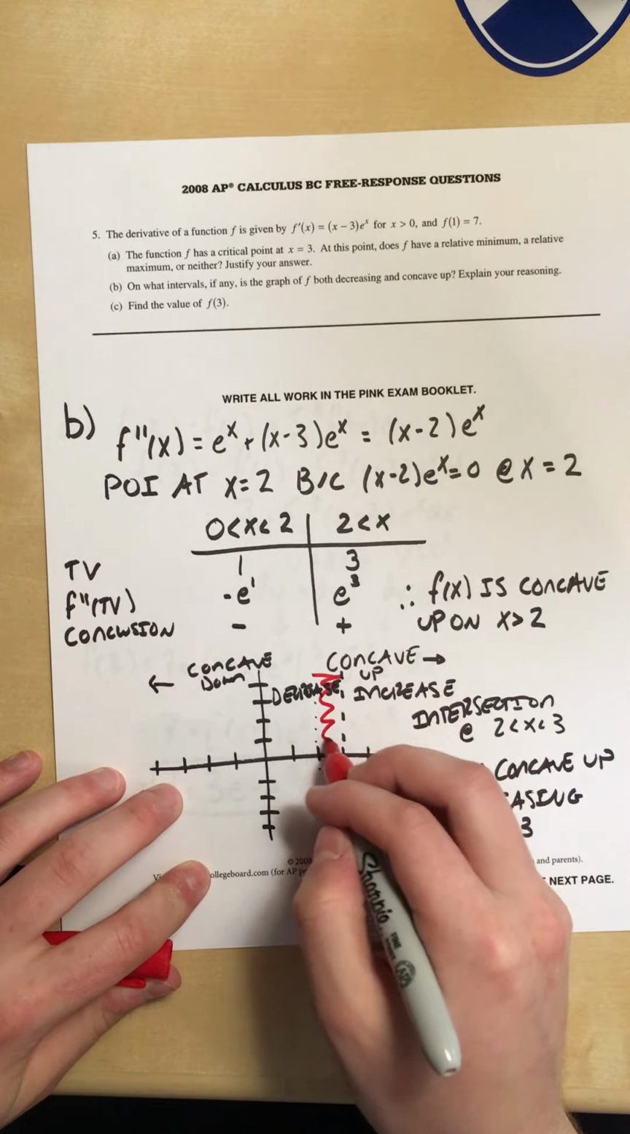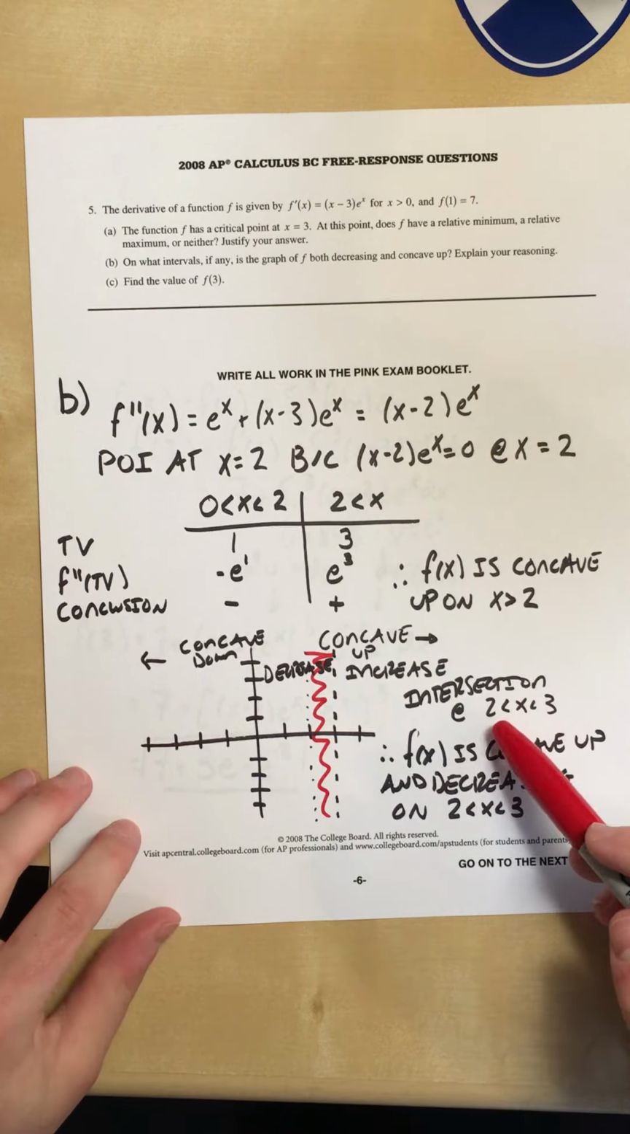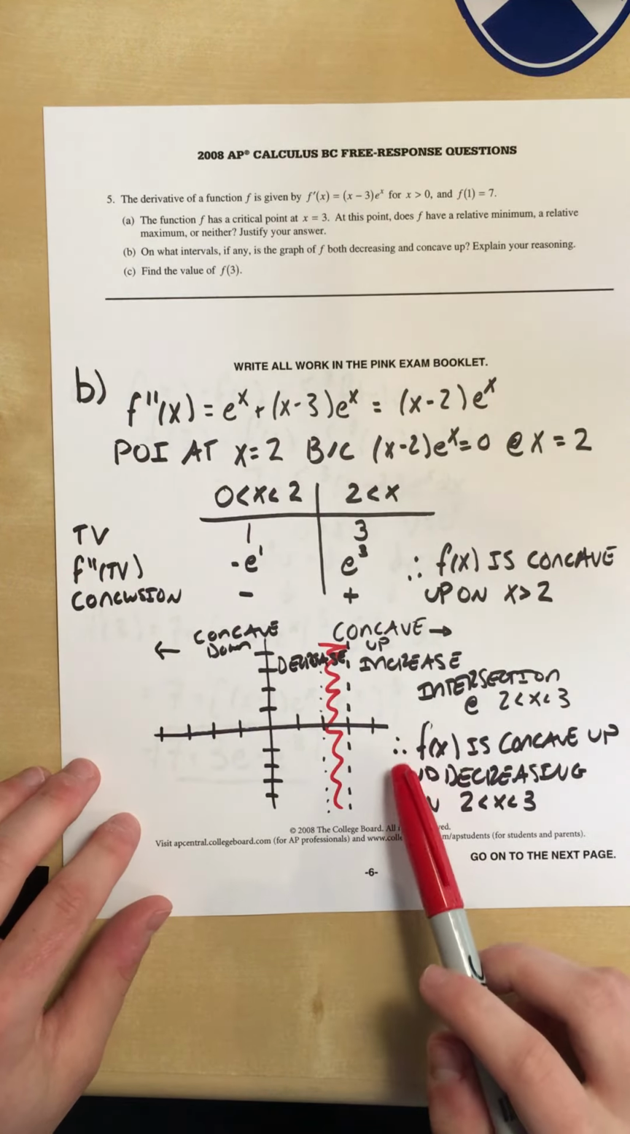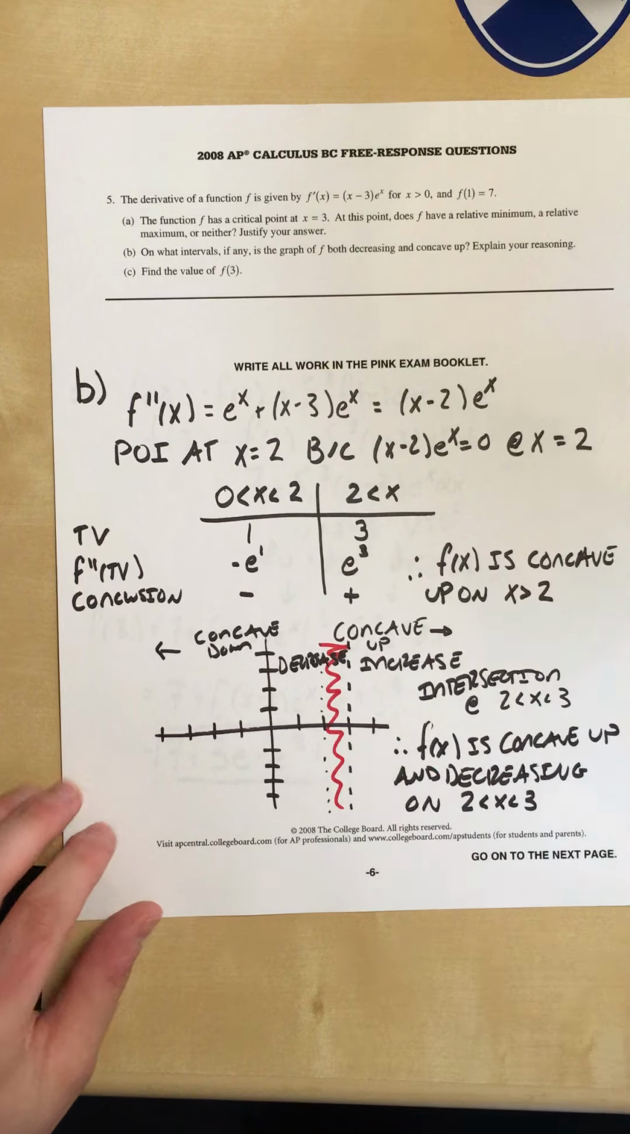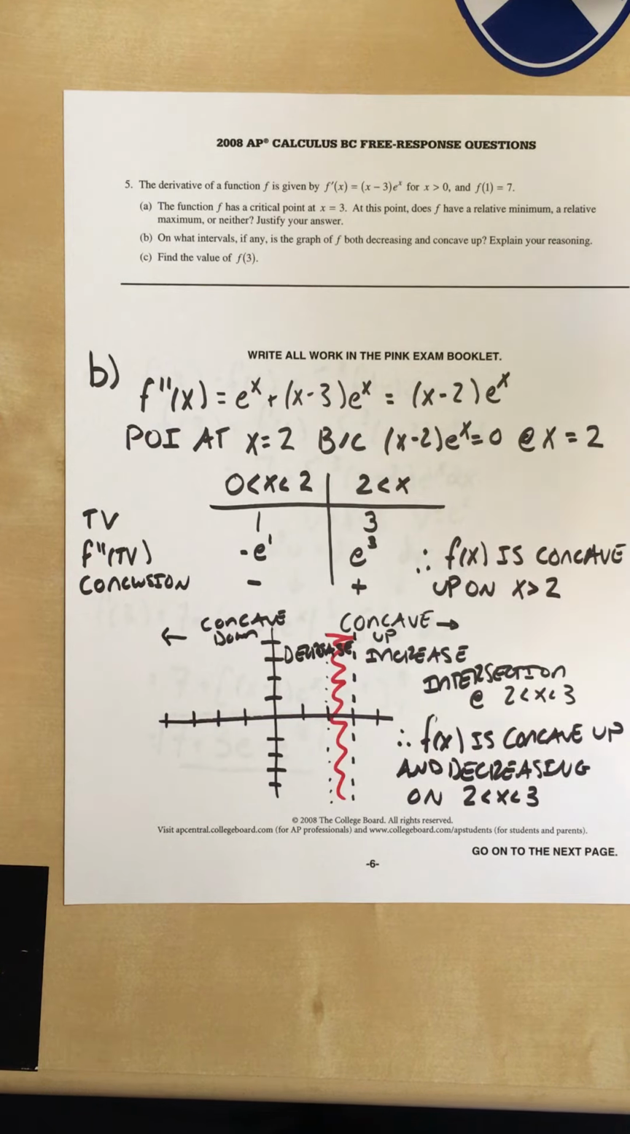So what you're going to want to do is find the intersection, which ends up being right in here. So your intersection is from 2 to 3, and so your conclusion can be, therefore, f of x is concave up and decreasing on 2 to 3. And that's all you need for that problem.